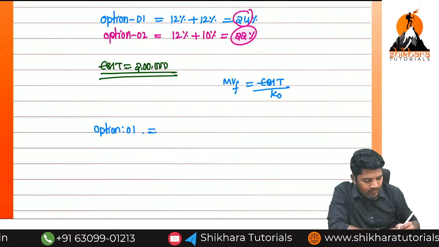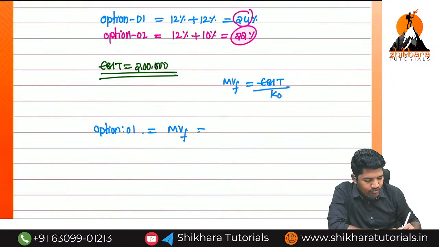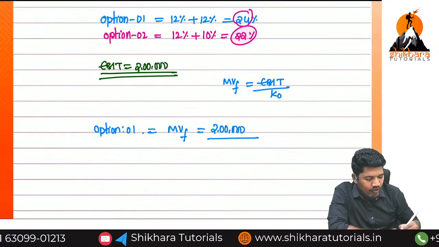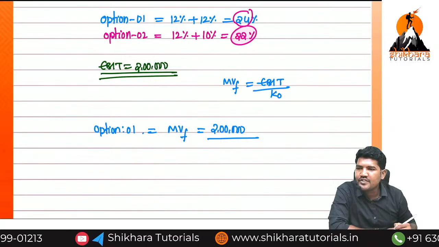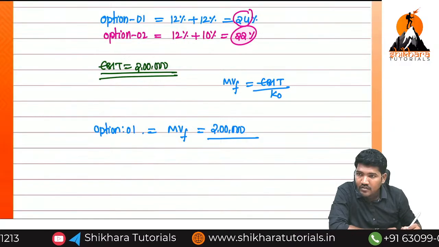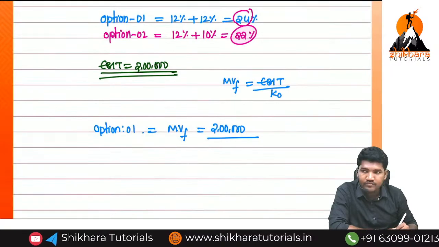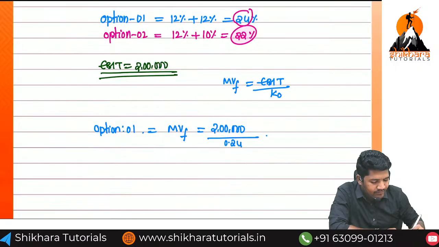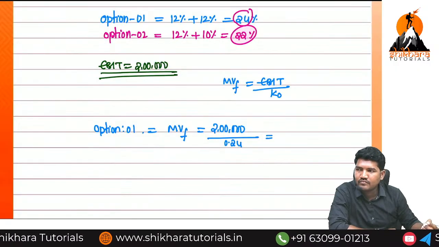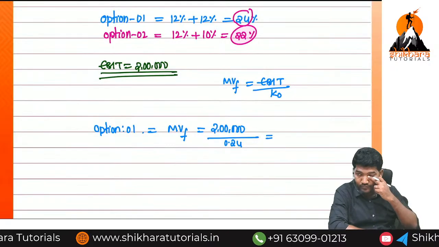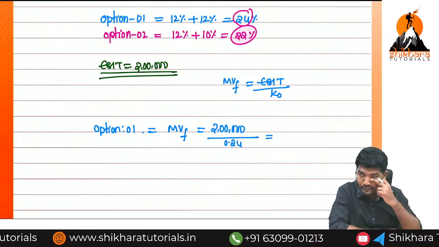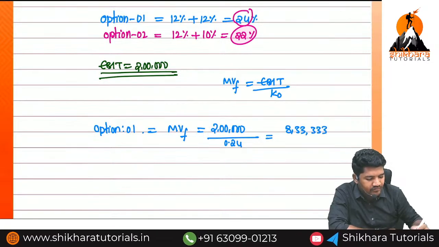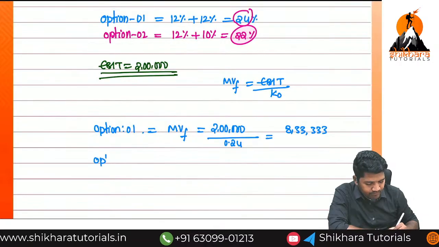Now, please calculate as per option 1. Market value of firm equals EBIT, how much? What about the KO? Option 1: 24%, so 0.24. Now what is the answer? 2 lakh divided by 0.24. 8 lakh 33,333.